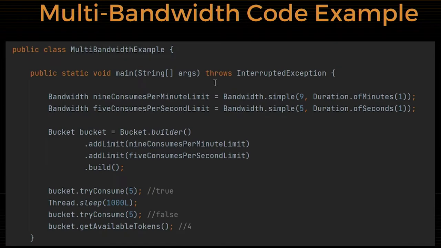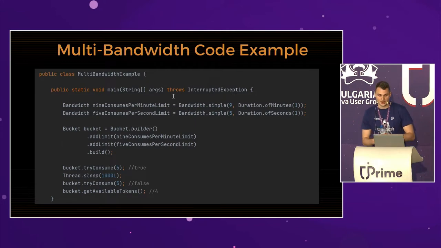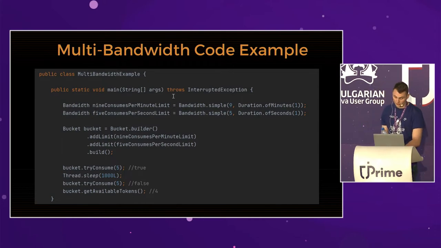Here is an example with multiple bandwidths. What is the main idea here? Here we can create a few rules for our bucket and set these rules to our bucket. Here we have two limits: not more often than 9 tokens per 1 minute and not more often than 5 tokens per 1 minute. When we create our bucket and try the first tryConsume, it will return true to us. After, we sleep for a second and try the second tryConsume, but the second tryConsume will return false to us because we're out of the limit of the first rule, not more often than 9 tokens per 1 minute. And after, when we try to get the current state of available tokens, this method will return false to us.